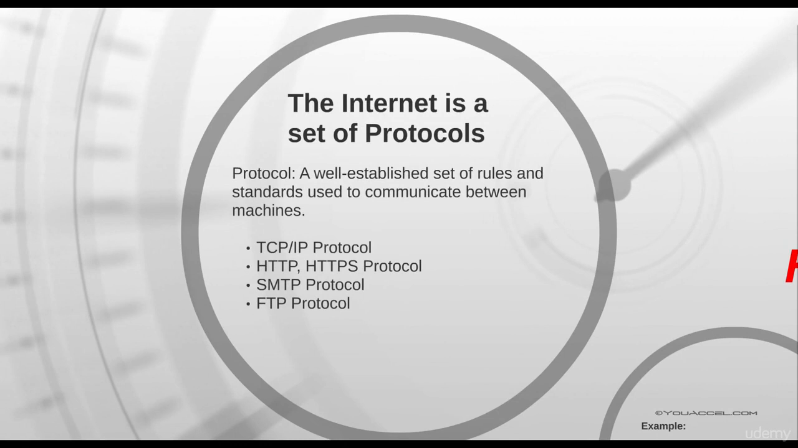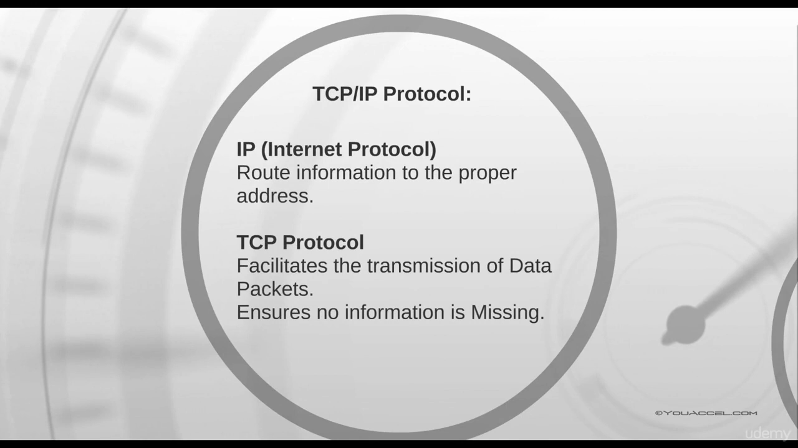While you can think of the internet as an architecture expressed in a set of protocols, a protocol is a well-established set of rules and standards used to communicate between machines. We've already touched on one protocol, the IP. The IP is used to route information to the proper address and make sure that the data packets are sent to the intended recipient.